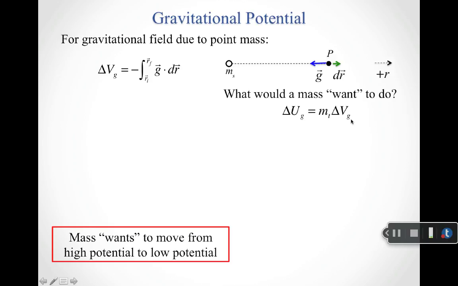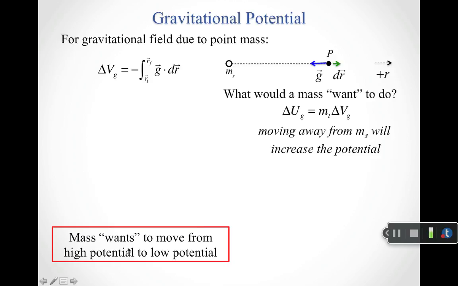So what's happening with the potential is easy to figure out, because I know what's happening with the potential energy. The fact that my mass is always positive means that the sign of the change in potential energy has got to be the same as the sign of the change in potential. So if I put a mass here at point P and move it away, I'm going to increase the potential energy. That means moving away from my source mass must increase the potential. So moving away from the source mass increases the potential.